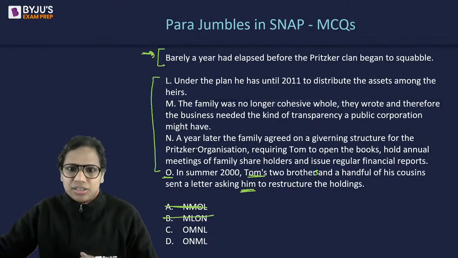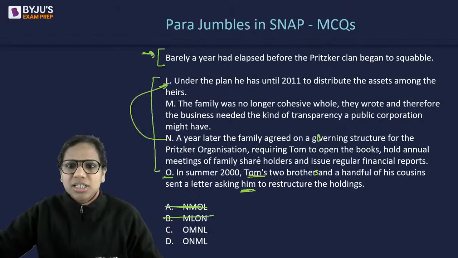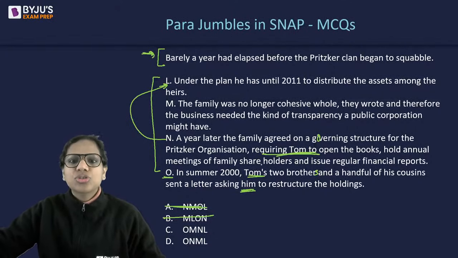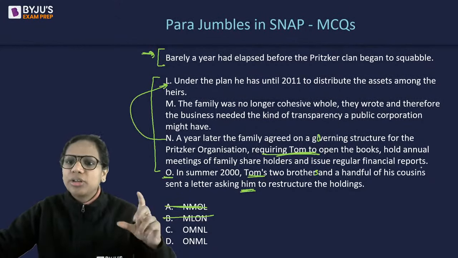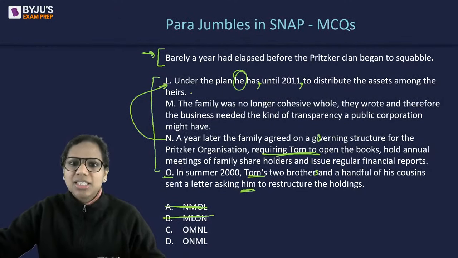A year later, the family agreed on a governing structure for the Pritzker organization, requiring Tom to open the books. So now I relate N strongly with L. Why? Because it says it required Tom to open the books, hold annual meetings of family shareholders, and issue regular financial reports. Under the plan, he was until 2011 to distribute the assets among the heirs.